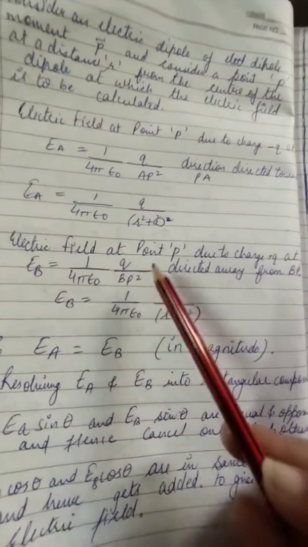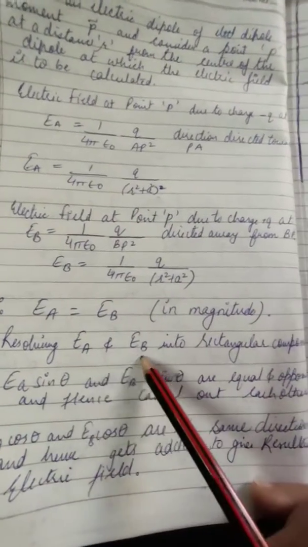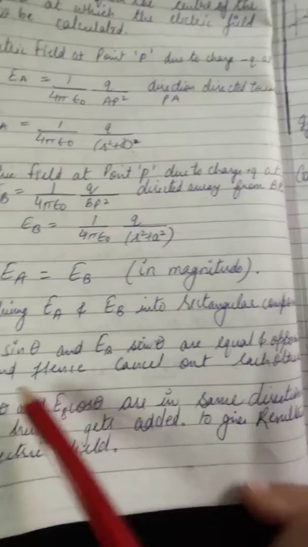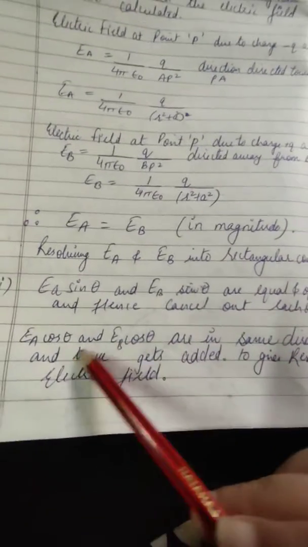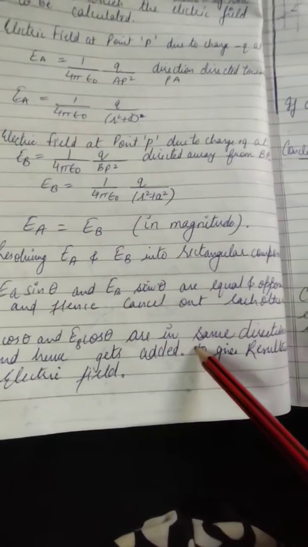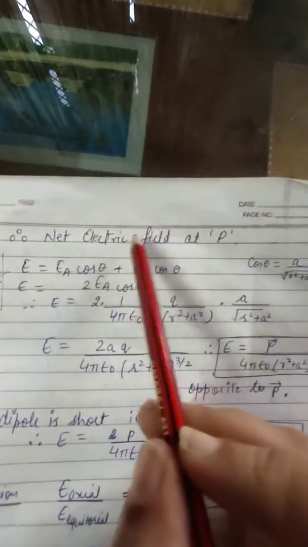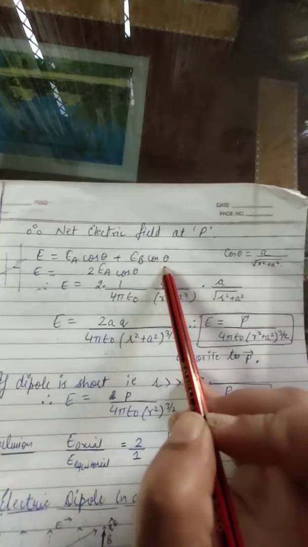You can see both the electric fields are equal in magnitude, so resolving EA and EB into the rectangular components, EA sin theta and EB sin theta are equal and opposite, hence they will be cancelled out with each other. Now EA cos theta and EB cos theta are in the same direction and hence get added to give the resultant electric field. So net electric field at the point P is equal to EA cos theta plus EB cos theta.